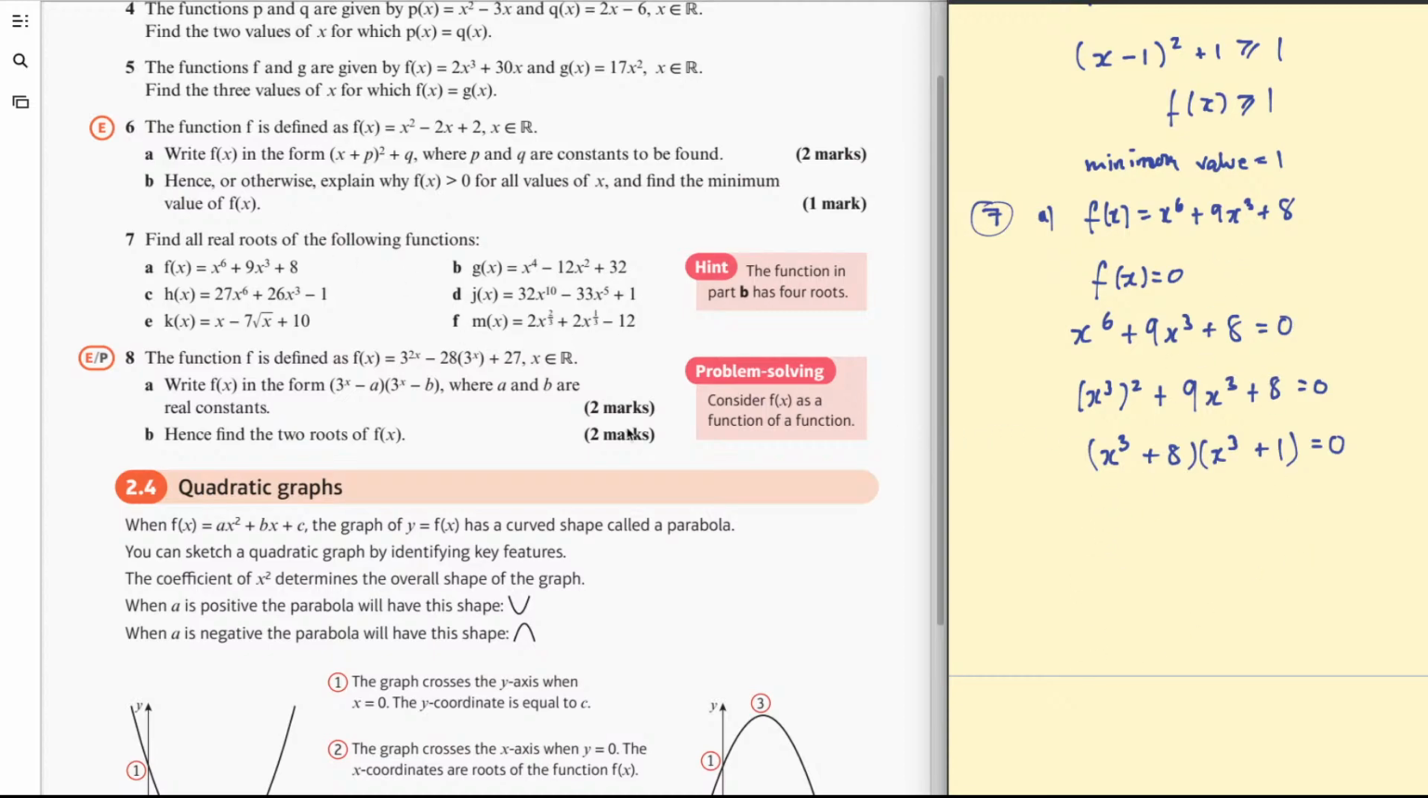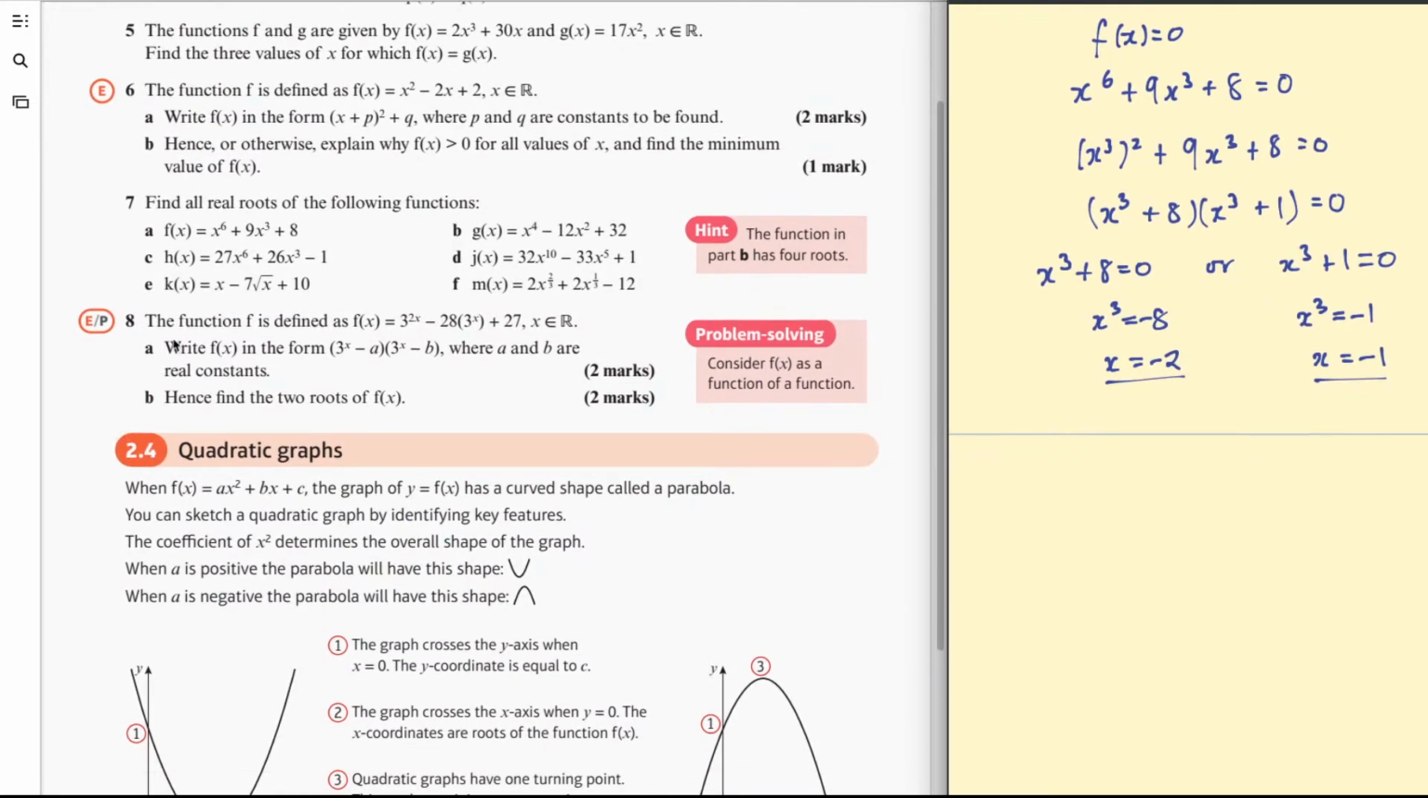Okay. And then, well, we still have to find the values of x, so we say x cubed plus 8 equals 0, or x cubed plus 1 equals 0, and then x cubed equals negative 8, or x cubed equals negative 1. Therefore, x equals negative 2, and x equals negative 1. So that's how we're approaching those ones. I'll leave the rest for you to do if you'd like to do those.